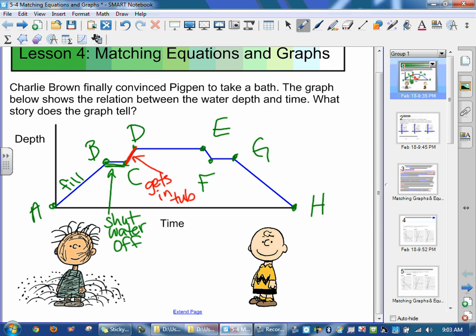Alright. What's happening from D to E right there? He's bathing. He's got a rubber ducky and he's bathing things up. He's got his loofah. Okay? He's taking a bath right there.